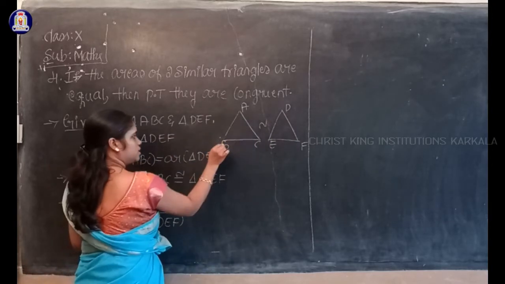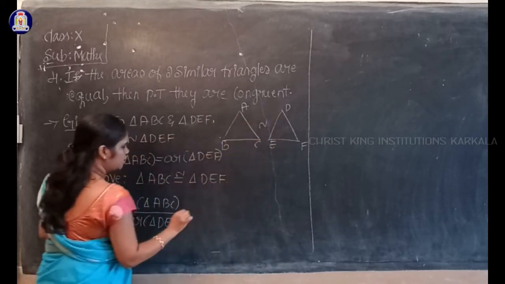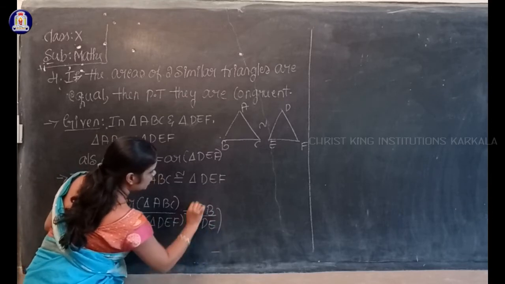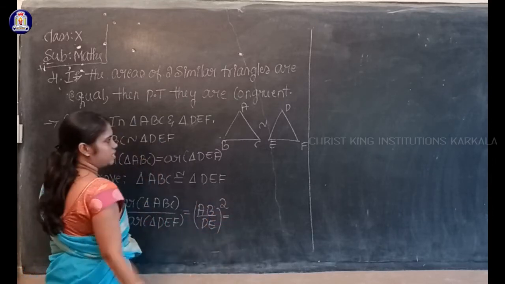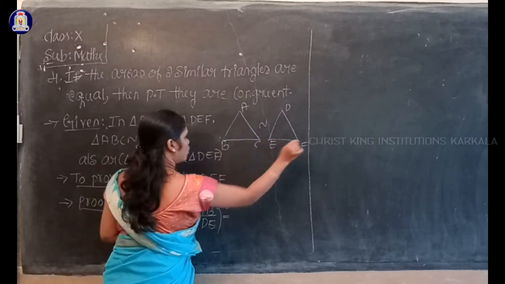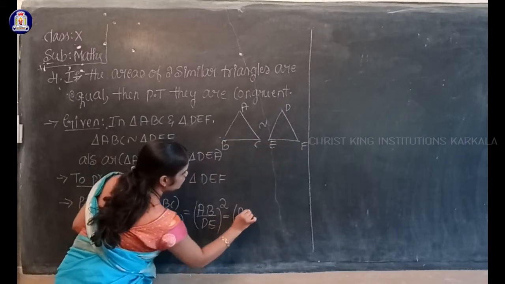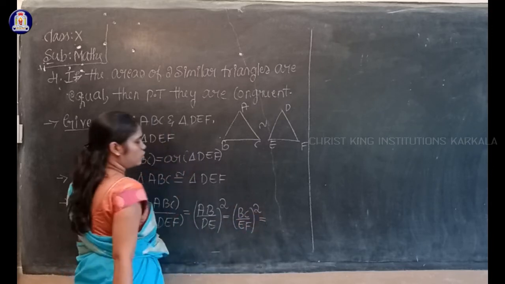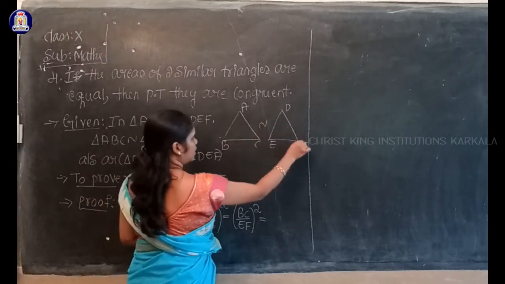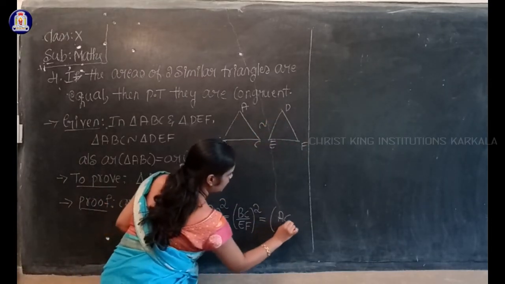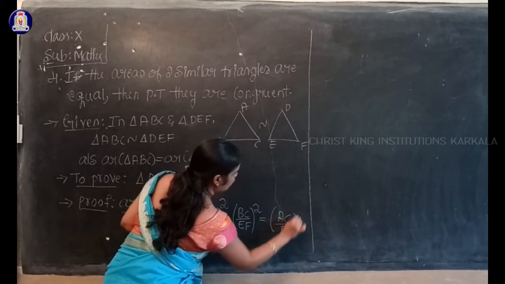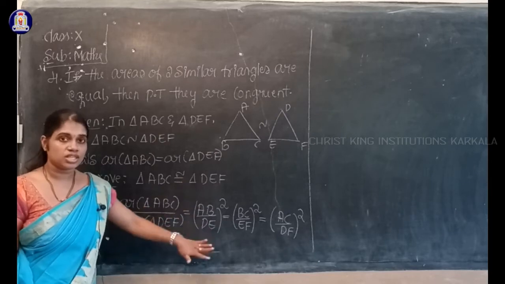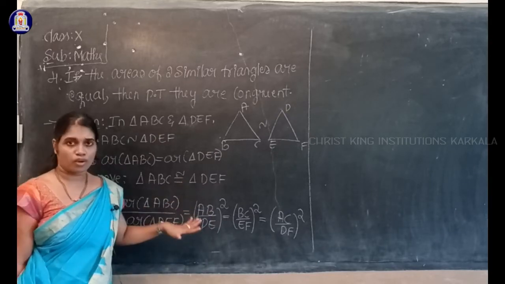For side AB, the corresponding side is DE, so (AB by DE) whole square. Once again, for side BC, the corresponding side is EF, so (BC by EF) whole square, equal to (AC by DF) whole square. This is the result we get by using our area theorem, the area of similar triangles.